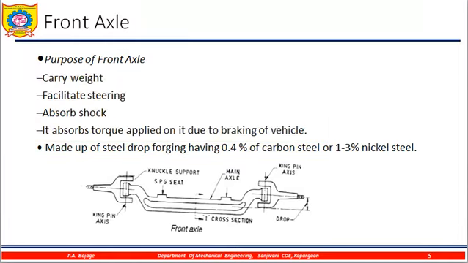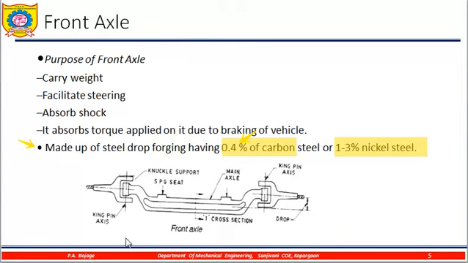Now you can see it is made up of steel drop forging. So the manufacturing method is forging, which contains 0.4% carbon steel, having nickel, 1 to 3% nickel steel. Carbon percentage is how much? 0.4% carbon.